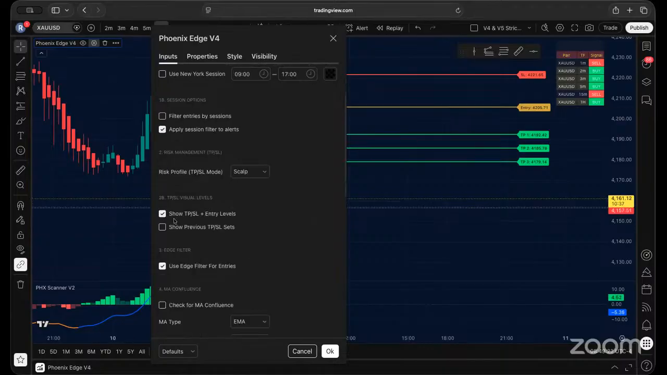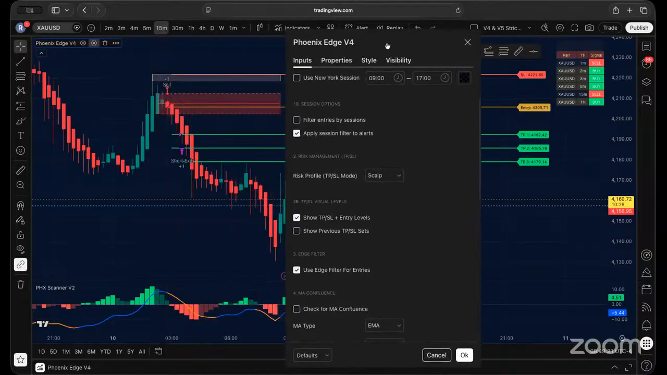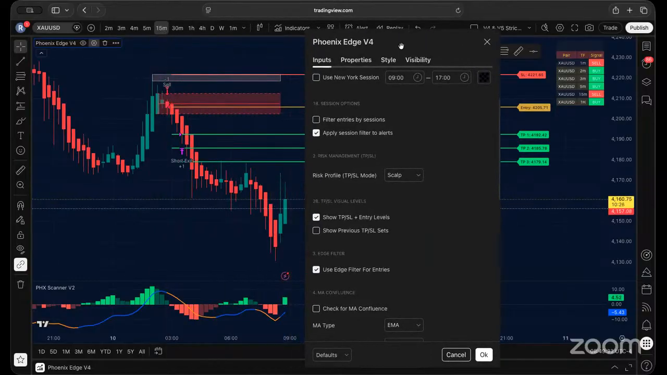The next portion here is just showing you your take profit and stop loss levels. You want to make sure that's always checked. Show previous ones. It's just going to show you, if you wanted to do back testing on previous signals that were printed, it just gives you the entry and the take profit and stop loss levels for that.